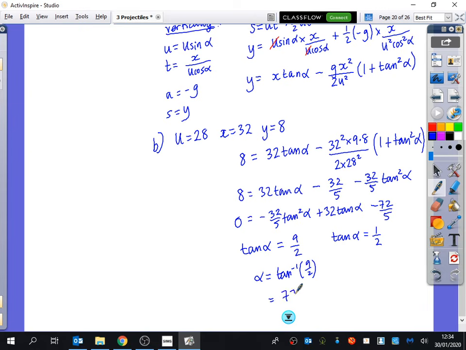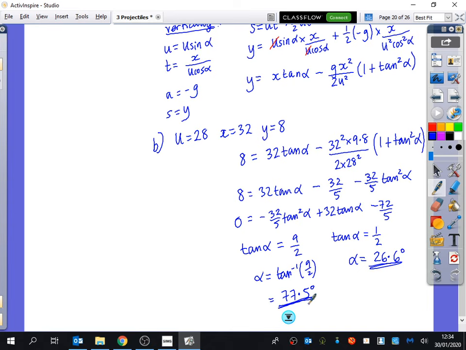So alpha is 77.5 degrees, or alpha is the inverse tan of a half, which is 26.6 degrees. So there are two possible angles. Now, when you solve trig, you should always try and find out the other values. But if you added 180 to this, you can't project a particle at that angle. If you took 180 away from this, you can't really do that either. So these are the two that make sense.